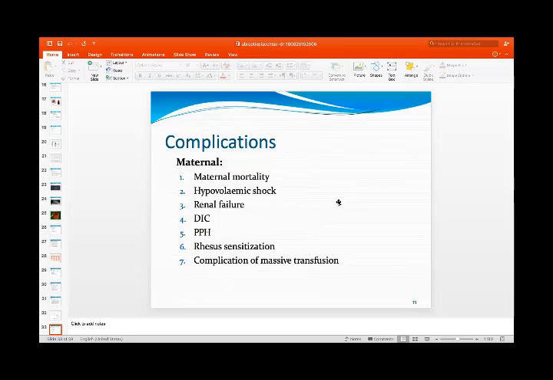You have to monitor the mother for certain complications. The patient may have mortality. She may go into irreversible hypovolemic shock if she presents late to the hospital. She may go into acute renal shutdown.